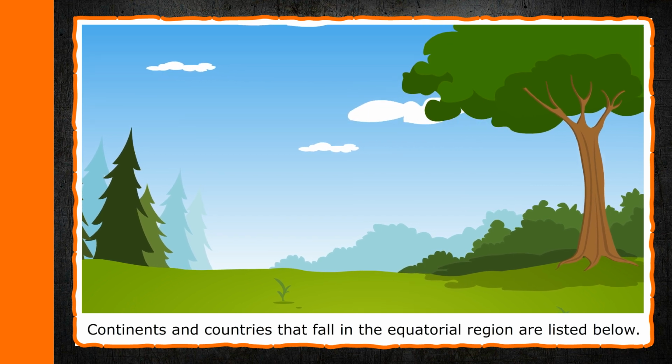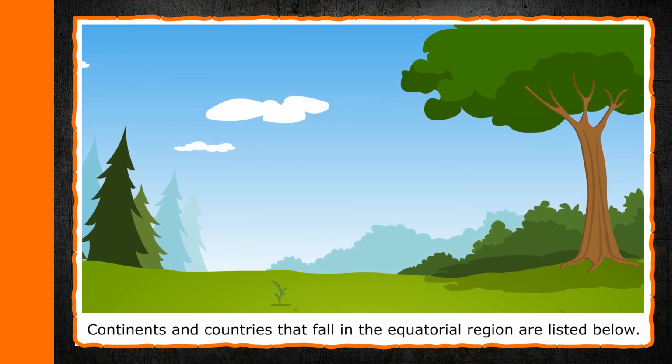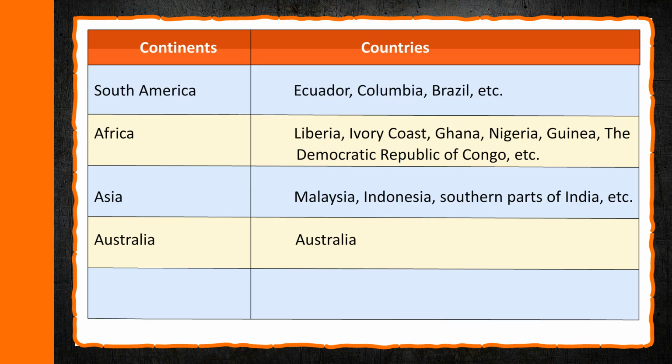Continents and countries that fall in the equatorial region are listed below. South America: Ecuador, Colombia, Brazil, etc. Africa: Liberia, Ivory Coast, Ghana, Nigeria, Guinea, the Democratic Republic of Congo, etc. Asia: Malaysia, Indonesia, southern parts of India, etc. Australia.